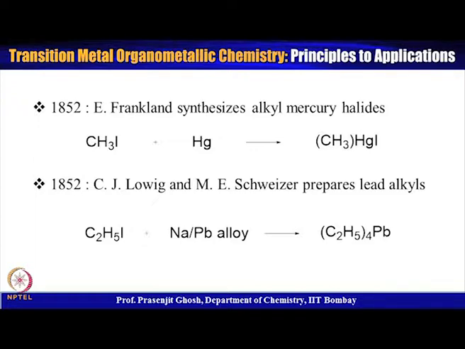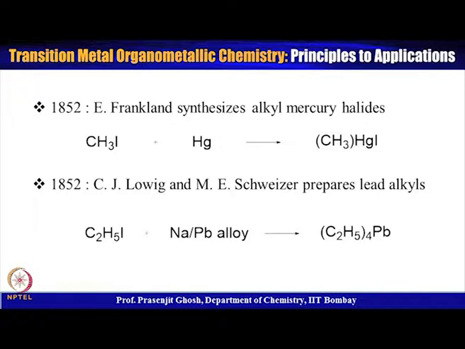Now, in 1852, E. Franklin synthesized alkyl mercury halides. Again, we see a similar kind of oxidative addition reaction occurring here between methyl iodide and mercury, giving methyl mercury iodide. So, this seems to be a time when a lot of new organometallic compounds were being synthesized. In 1852, C. J. Lowig and E. Schweitzer prepared lead alkyls, again following a similar method of oxidative addition, whereby ethyl iodide was added to sodium lead alloy, giving tetraalkyl lead.